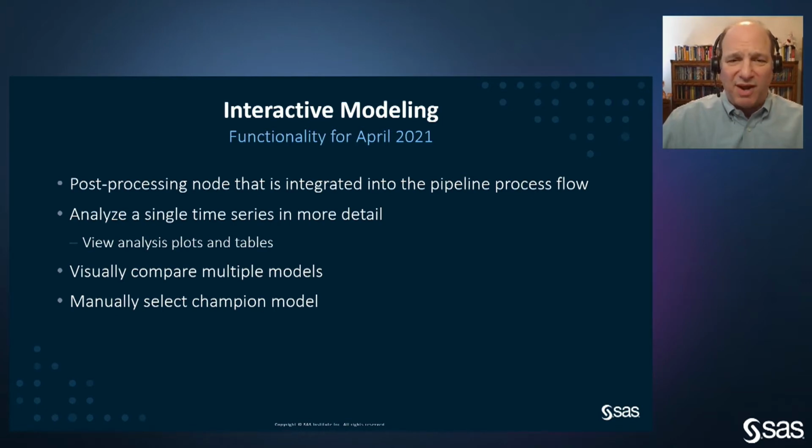First, the interactive modeling node is a post-processing node that is integrated into the pipeline process flow. And we'll see that in the demo in a few minutes. We're able to analyze a single time series in more detail, and we're able to view some basic plots and tables at this point in time. We're also able to visually compare multiple models. This gives the user the ability to see how it fit the historical data, what the pattern looks like going into the future, and then make a decision on which one they like better. And then lastly, we can manually select a champion model and use that going forward throughout the rest of the flow.